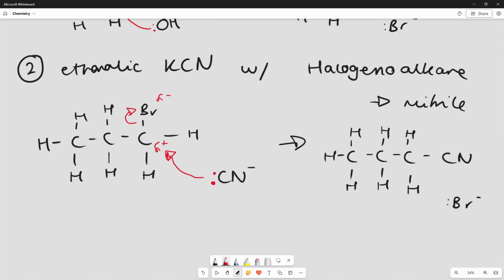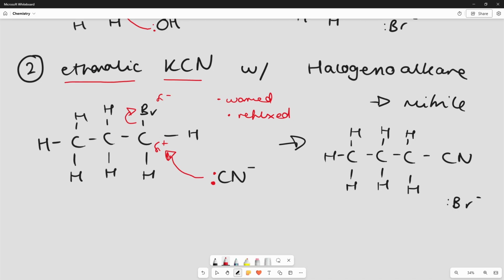So the conditions for this reaction are that it's ethanolic potassium cyanide, and another one we could say is that it's warmed and refluxed. But these are less important than it being ethanolic and potassium cyanide.